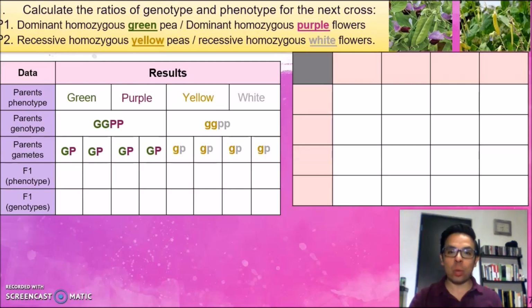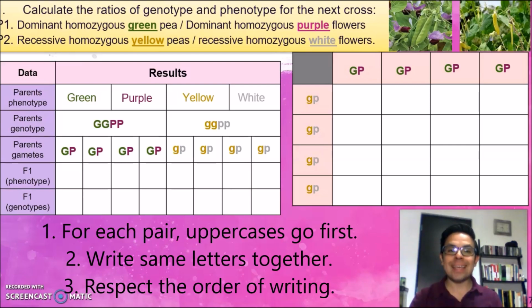Once we have the gametes, we're going to place them in the Punnett square. These are the gametes for parent number 1. These are the gametes for parent number 2. And then I'm going to give you 3 suggestions so you can fill up the Punnett square easily. First, you're going to write uppercase letters first. Number 2 is to group letters according to the type: G's with G's, P's with P's.